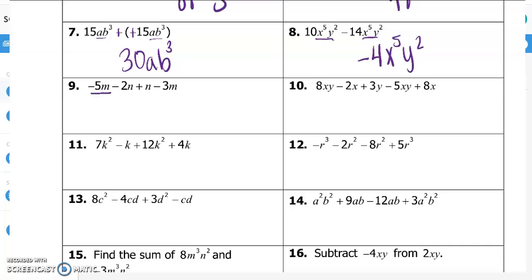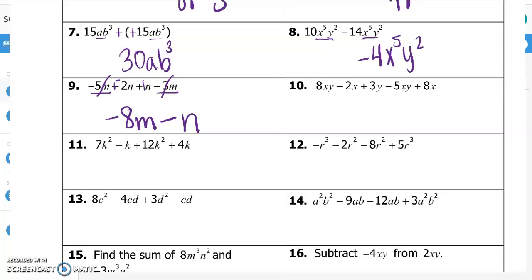So negative 5m minus 3m. Negative 5 minus 3 gives us negative 8m. If it helps you to change this to a plus, a negative, then do that. That's negative 2 plus 1, which is negative 1. So minus 1n. You can just put the n, you don't need the 1. Again, it technically doesn't matter what order you put them in.